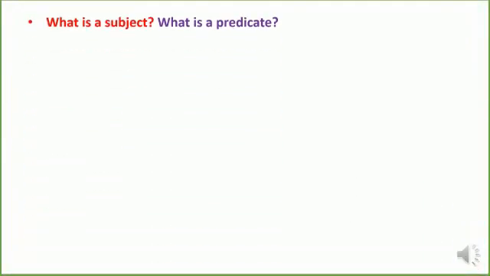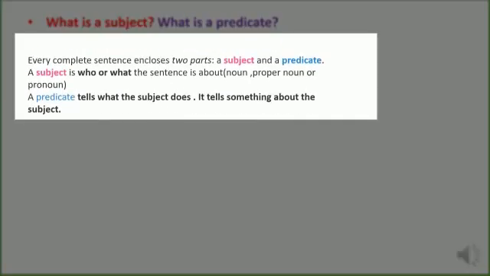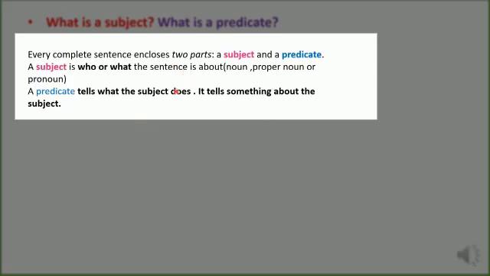What's a subject and what's a predicate? Every complete sentence contains two parts, a subject and a predicate. A subject is who or what the sentence is about. A subject is the person or the thing that's doing an action, or the person or thing that is the focus of the sentence. A subject may be a noun, proper noun, or even a pronoun.